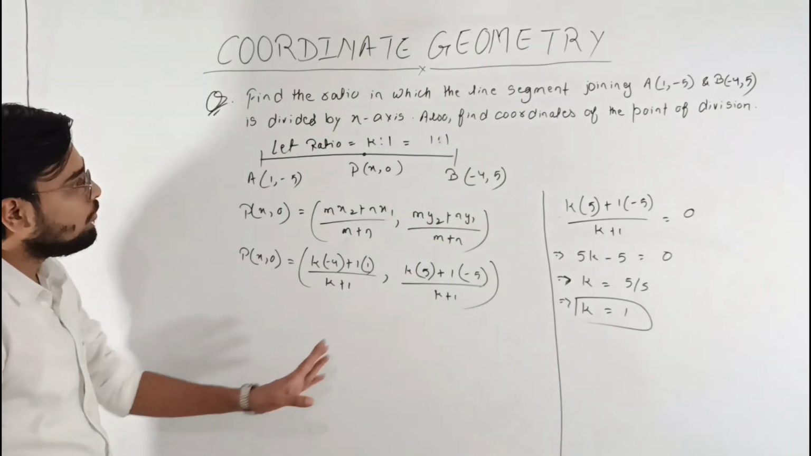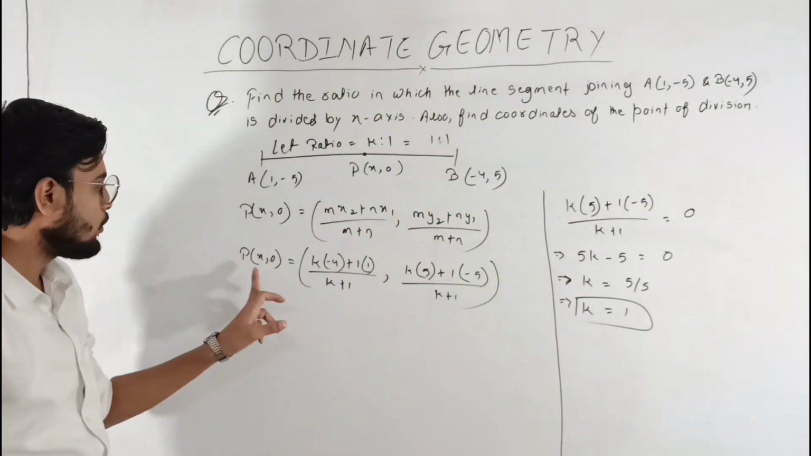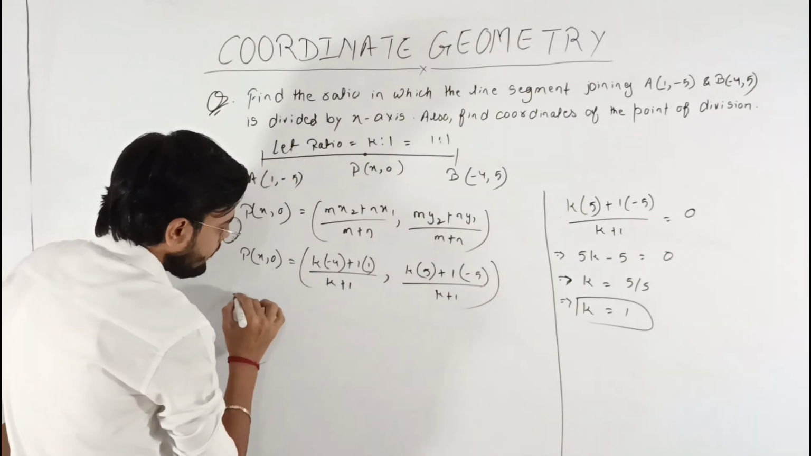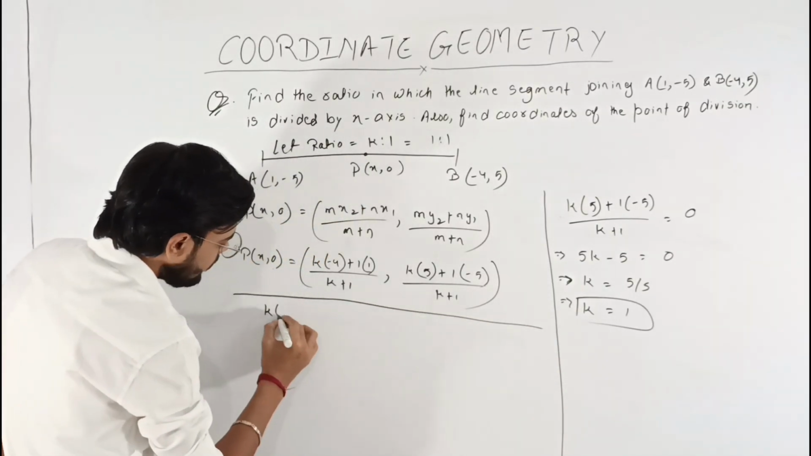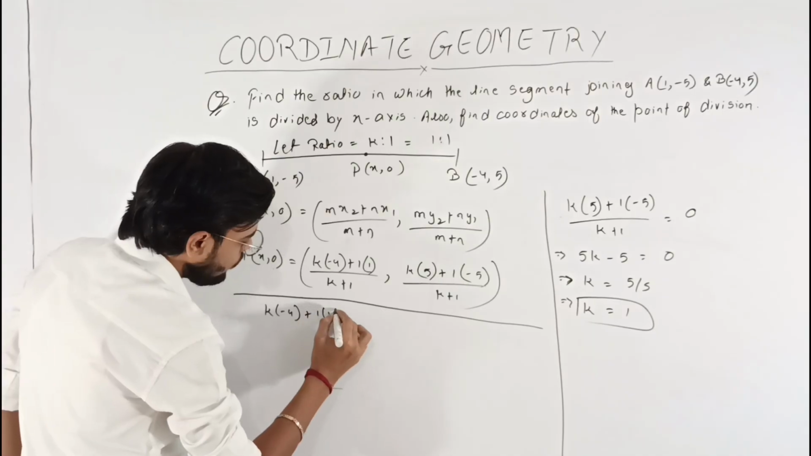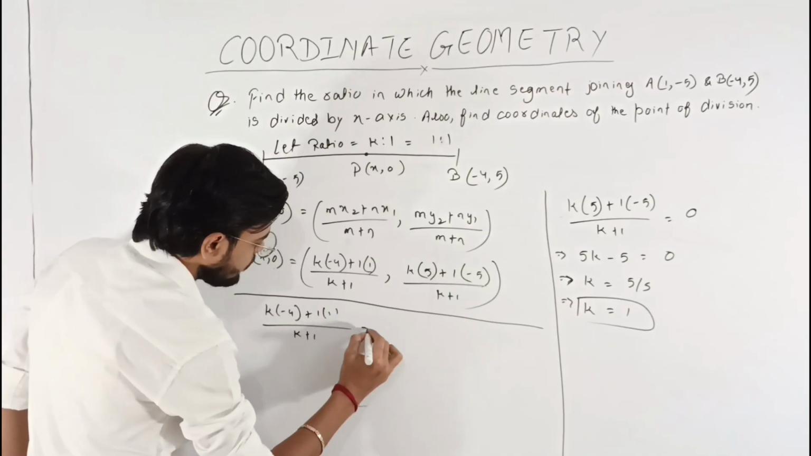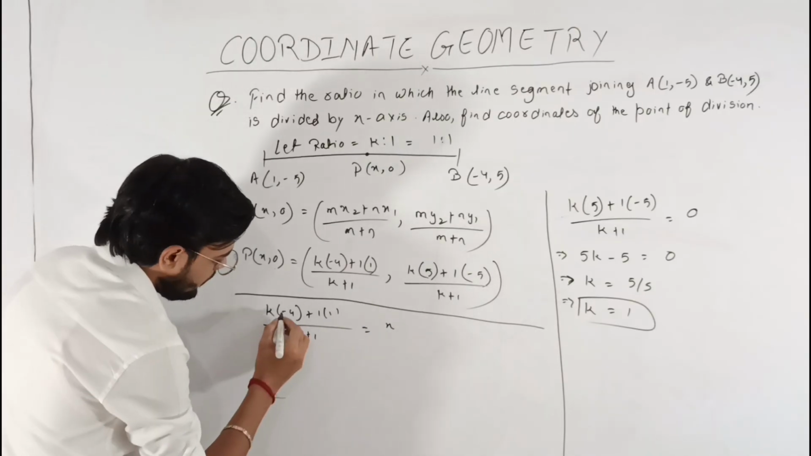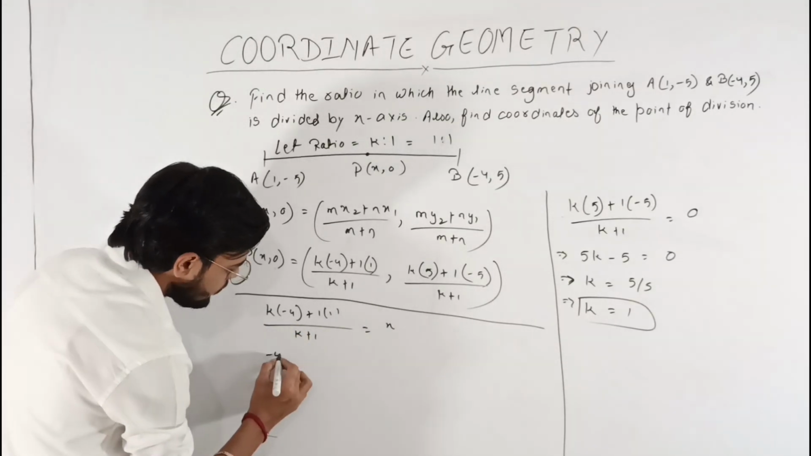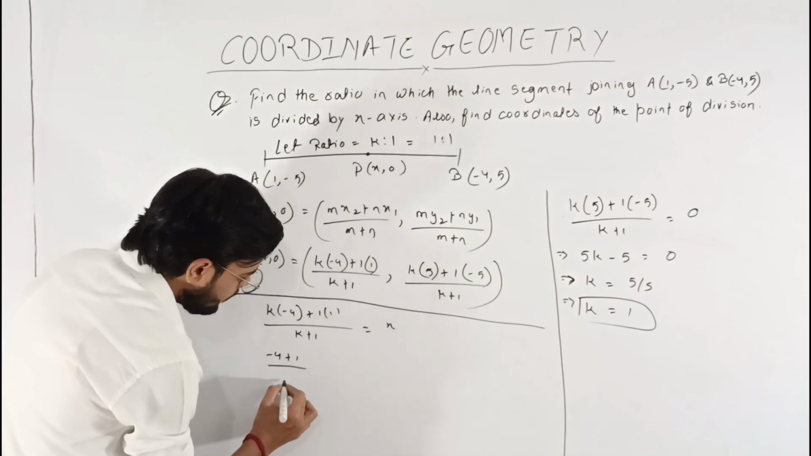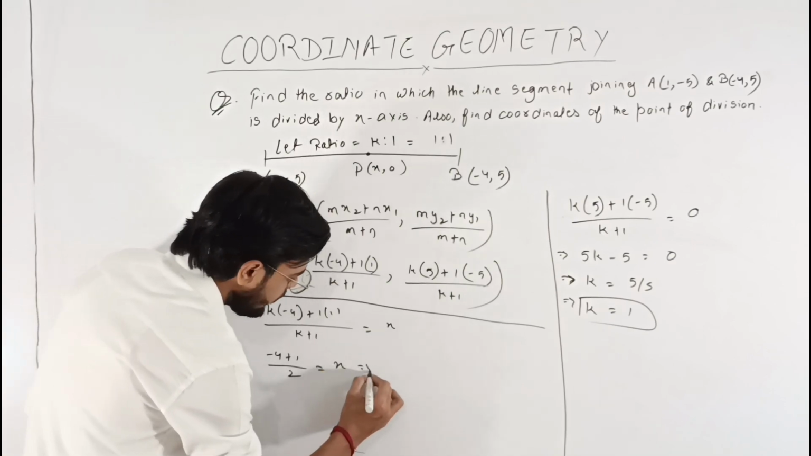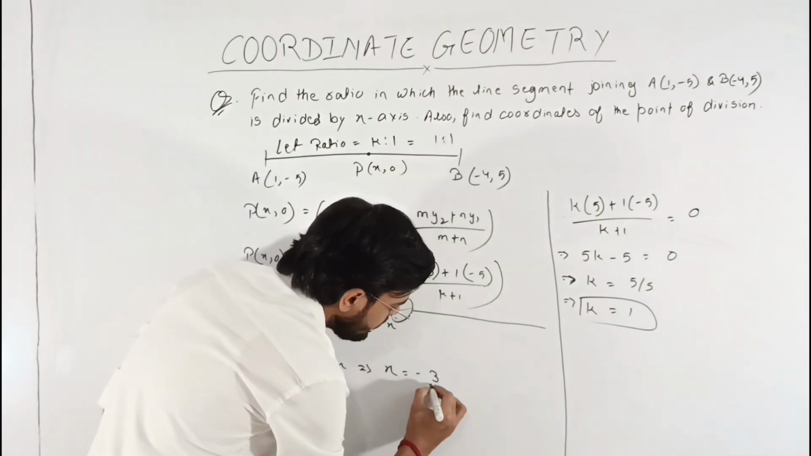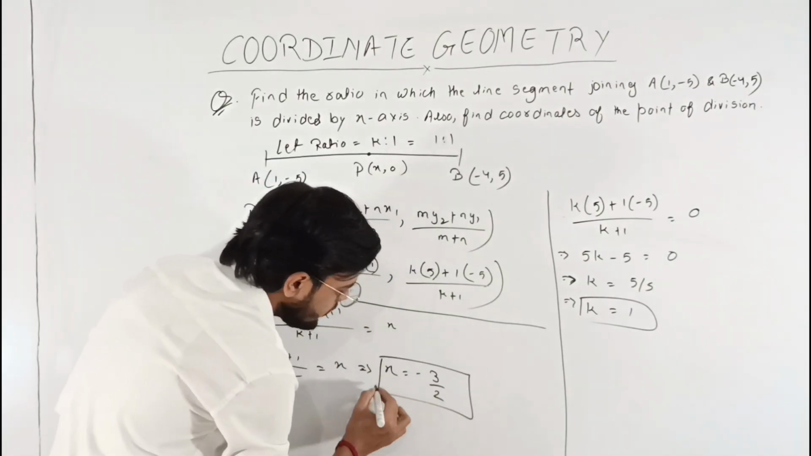Okay. Now we have to find the coordinates of the point of division. So we have to find the x coordinate. Now look here, this is equal to x. So (k times minus 4 plus 1) upon k plus 1 is equal to x. Now look, what is k? k is 1. So in place of k we put 1, then this will become (minus 4 plus 1) upon (1 plus 1), which is 2, is equal to x. So from here, x is what? Minus 4 plus 1 is minus 3 upon 2. So x is minus 3 upon 2.